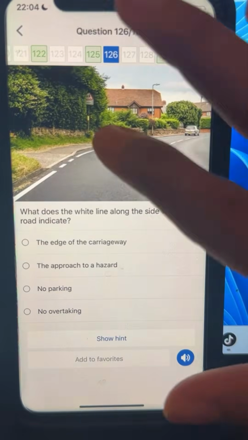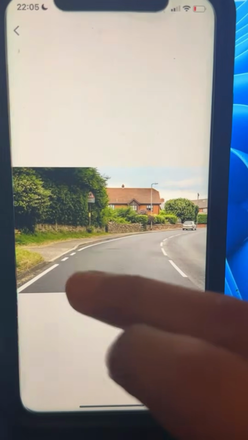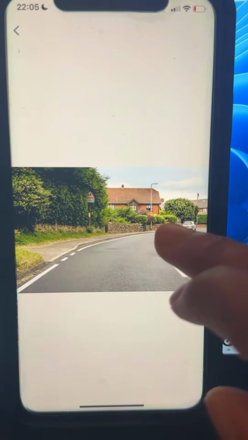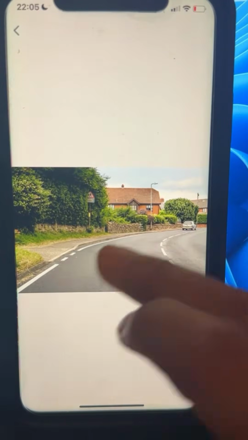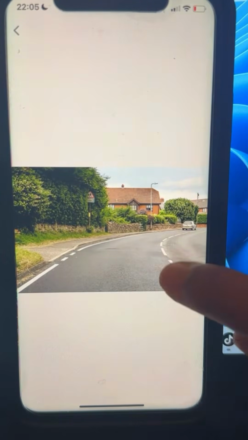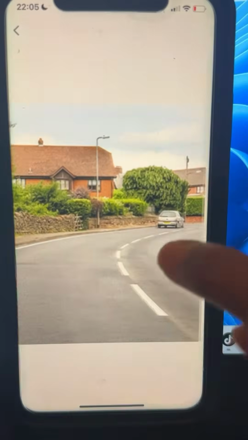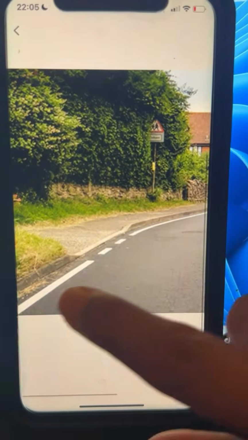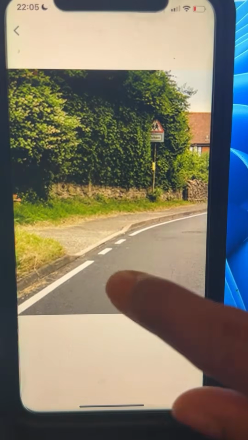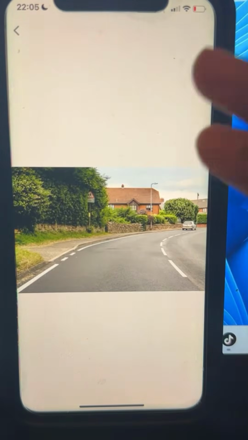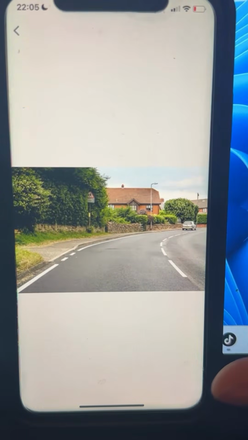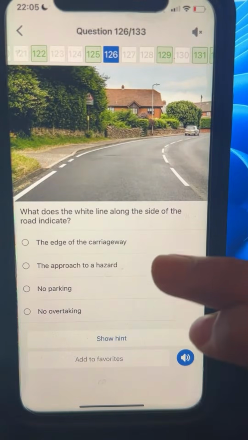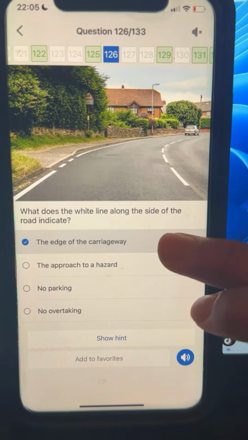Yeah, so this is just there to mark the edge of the carriageway. Just marking the edge of the carriageway. I'm not talking about this one because we covered them already. This is what we call hazard warning lines, we're covering this one now. This line is there to mark, it's not restricting you from anything. It's just telling you this is the edge of the carriageway.